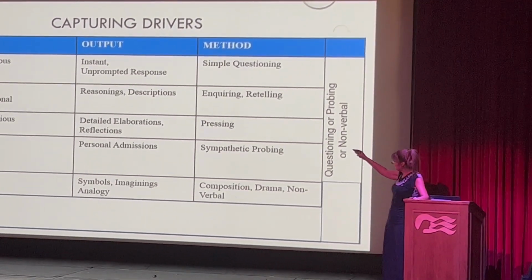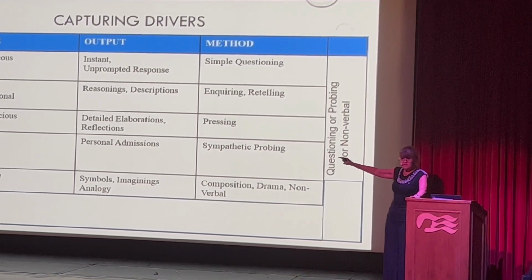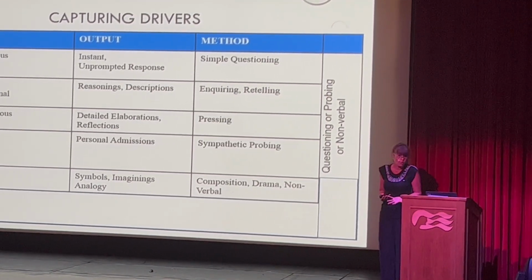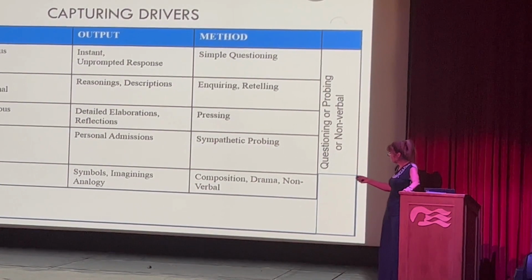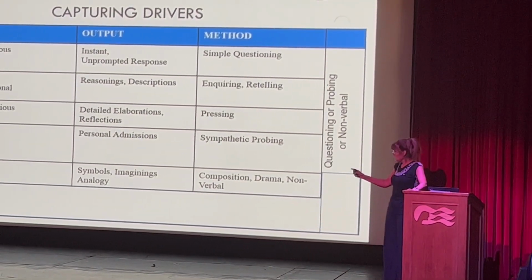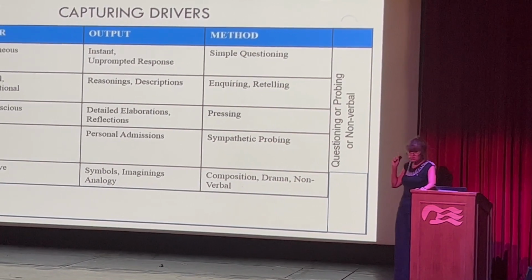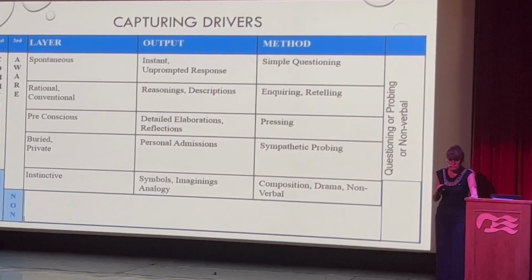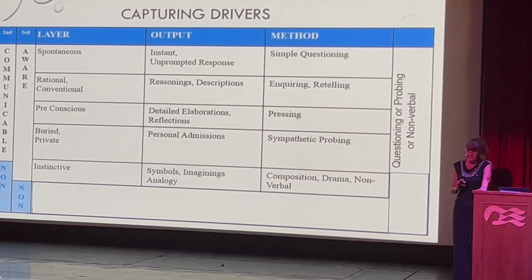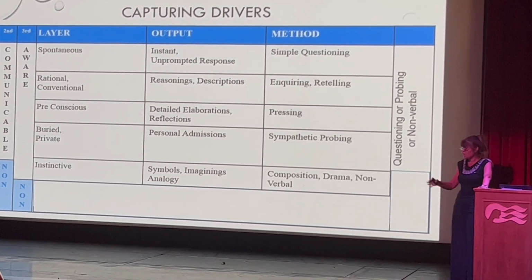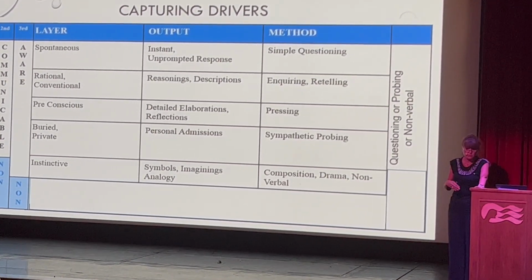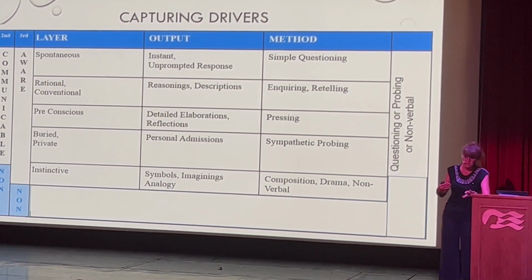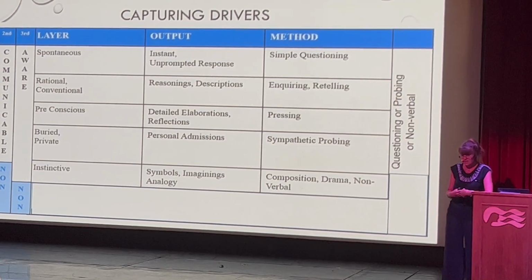As we go further down the layers, different techniques are called upon in order to elicit from you what we need to know in order to help. So let's go down to the fourth level. It is still conscious, you're aware of it, you know it, it's in your conscious mind. It's communicable, you can use words, but it's private. It's not something you would normally express to others. And we look right across to the other side and we see that sympathetic probing is the technique or the method that would be utilised to elicit that element.